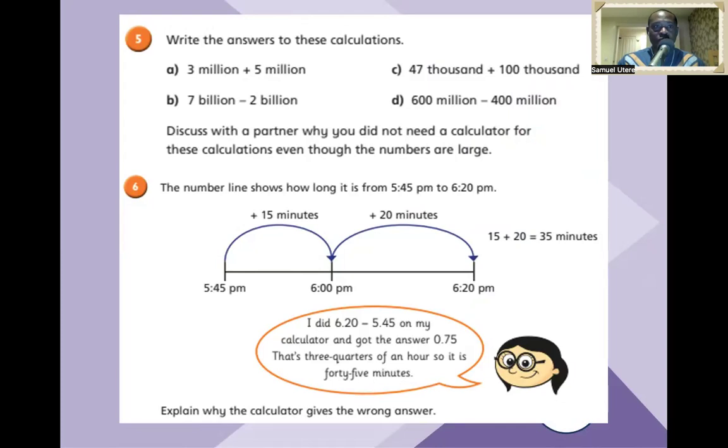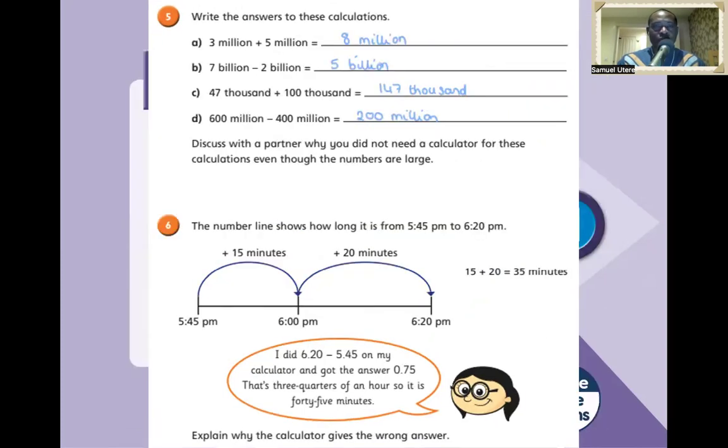Assuming you've paused the video and you've answered questions 5 and 6, here are the answers. Here you're asked to write the answers to these calculations. So by now, you should be able to do these. You should know that we don't need a calculator to do this. It's fairly straightforward. You can see they are the same units, million and million, or the same unit of value. So that should be easy.